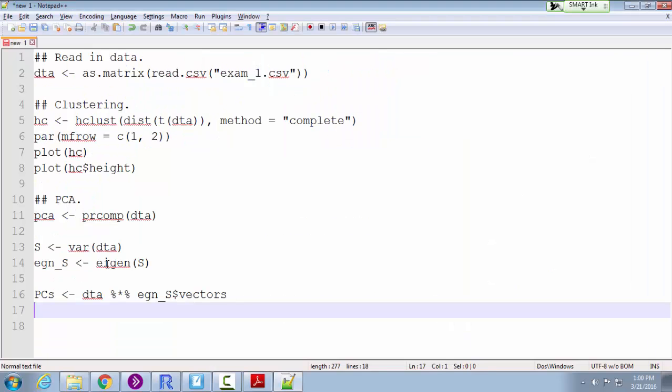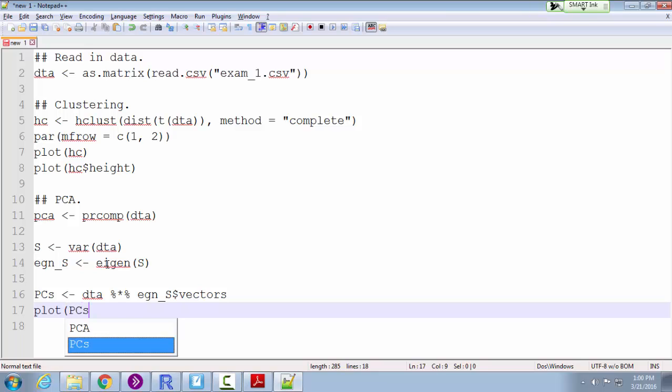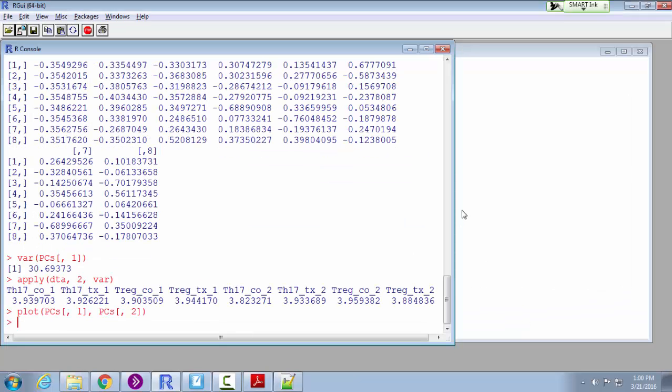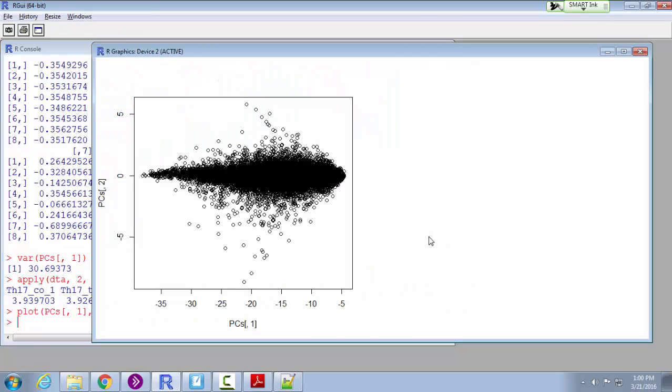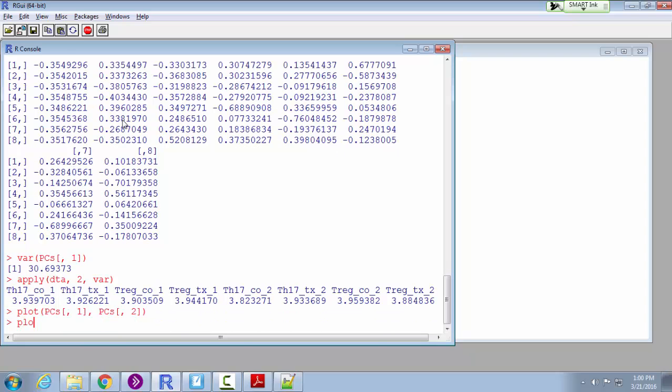And if I wanted to answer the question in the exam, I would want to plot the first 2 principal components against each other. So let's do PC1 versus PC2. That's what I was asking for. What I got a lot of the time was a plot of these coefficients. So I saw this a lot. PCA dollar rotation 1 to 2.